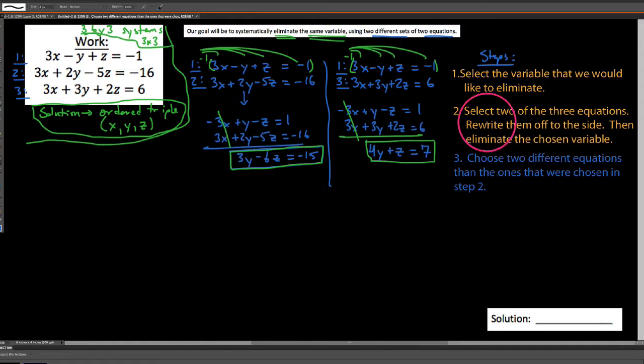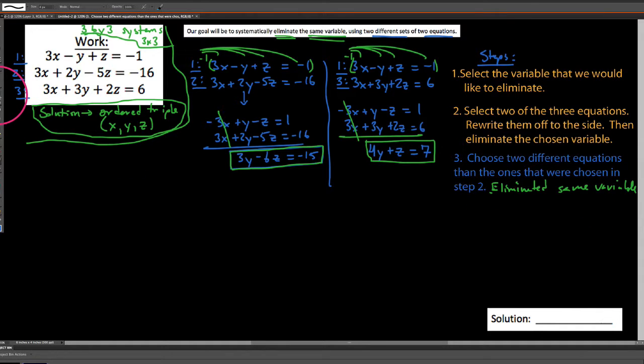So we've gone through 3 steps here. We selected the variable we wanted to eliminate. We selected 2 of the 3 equations, wrote them off to the side, and then eliminated the chosen variable. And then we went back and chose 2 different equations than the ones we chose in step 2 and eliminated the same variable.